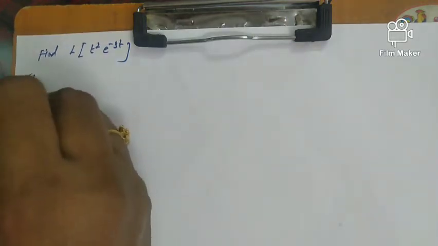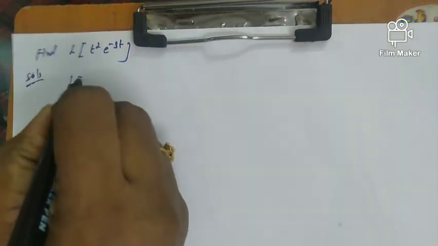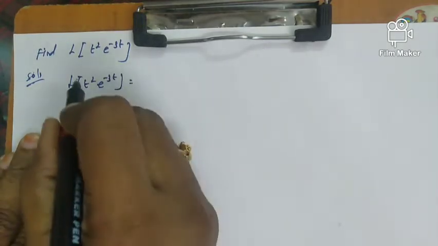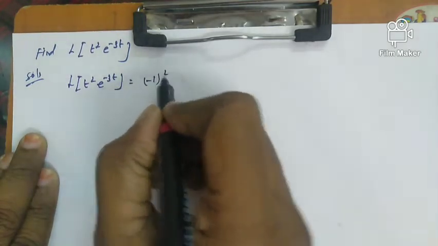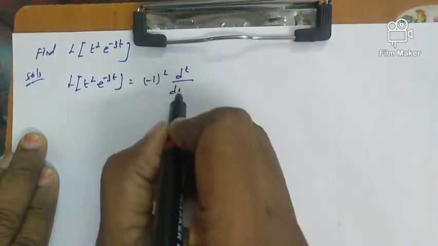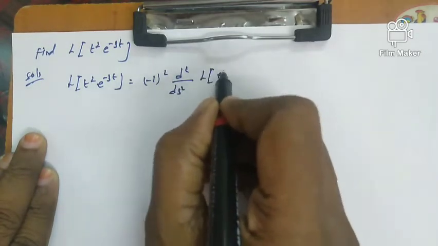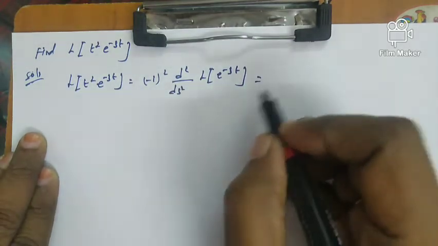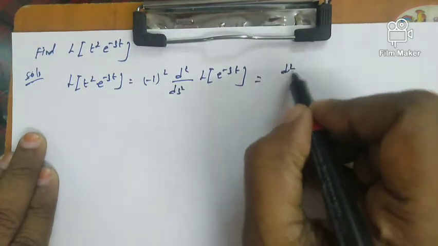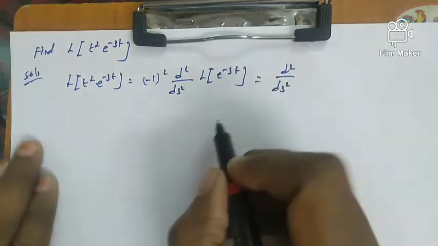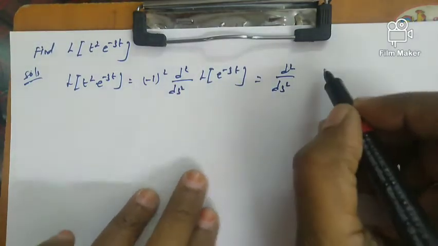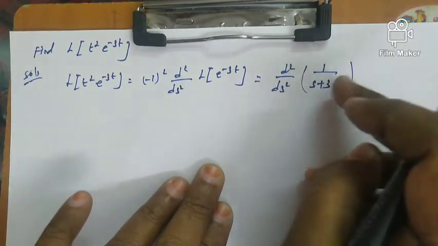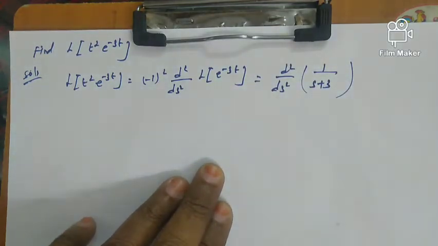So the solution is L of t square e power minus 3t. So t square means minus 1 square d square by ds square L of e power minus 3t. So minus 1 the whole square is nothing but 1, so no need to write. So d square by ds square L of e power minus 3t, that is nothing but 1 by s plus 3. Now we are going to differentiate this 1 by s plus 3 two times.